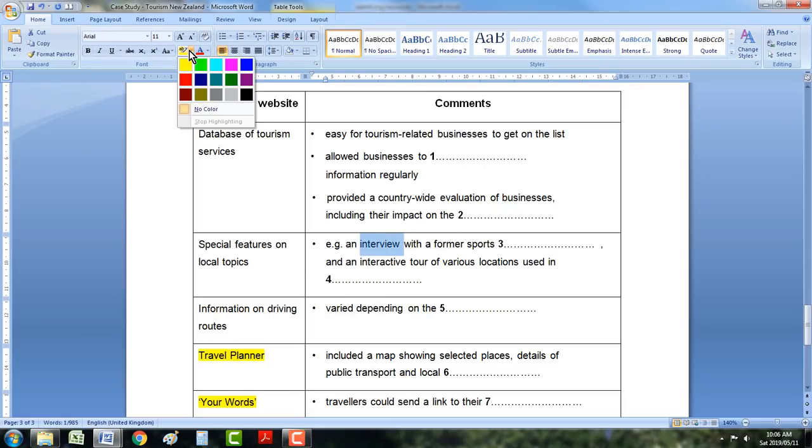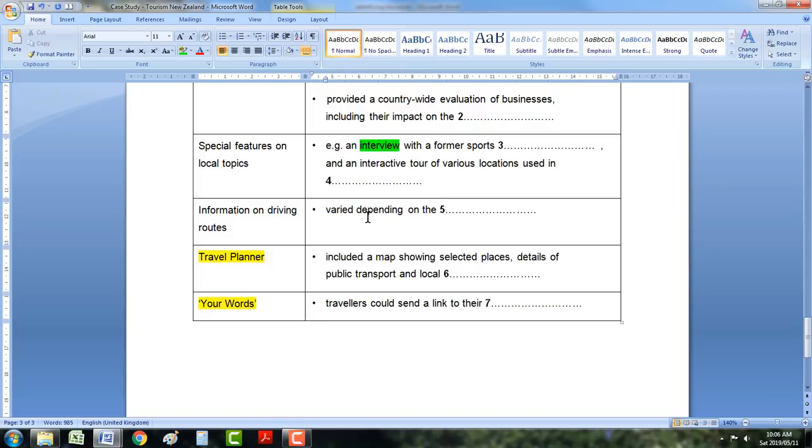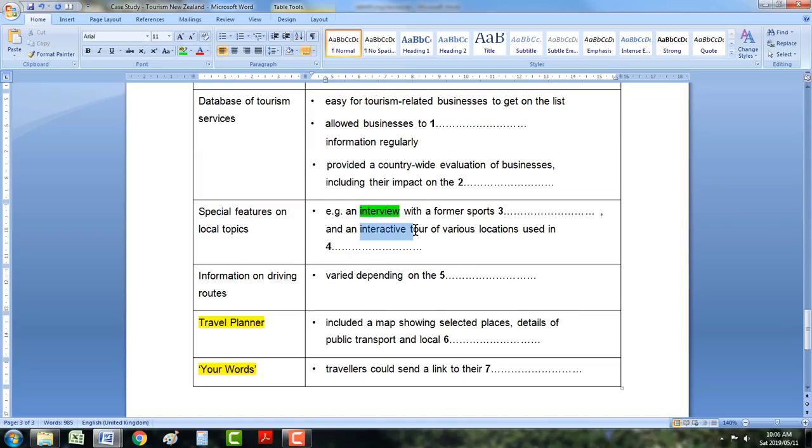So I think I would try and find interview. You can't really paraphrase interview, and it's quite unusual to be talking about an interview. They're only going to do it in a specific situation. This here is used as an adjective, but it's quite nice. Interactive tour is maybe interesting. And then I can't see anything else great. So let's see if we can find maybe interactive tour.